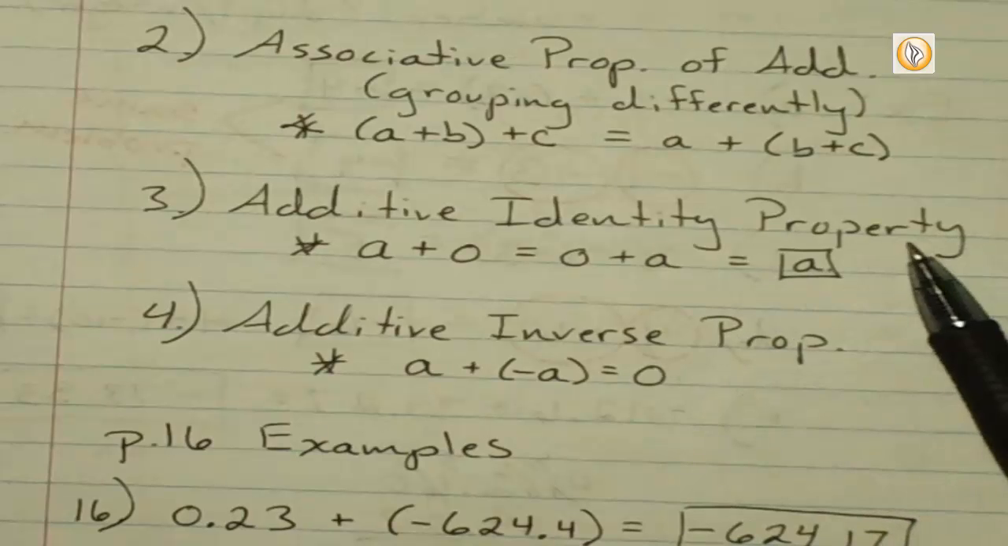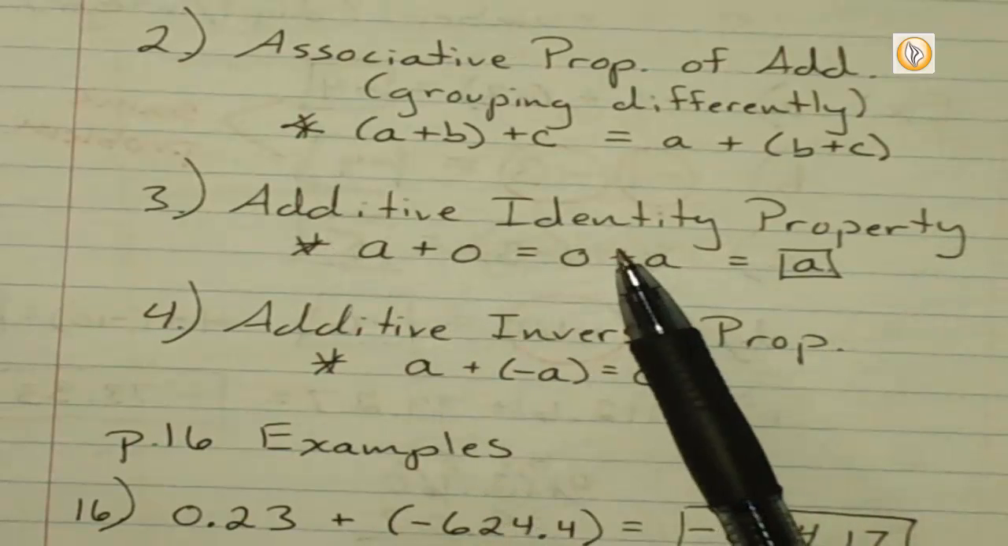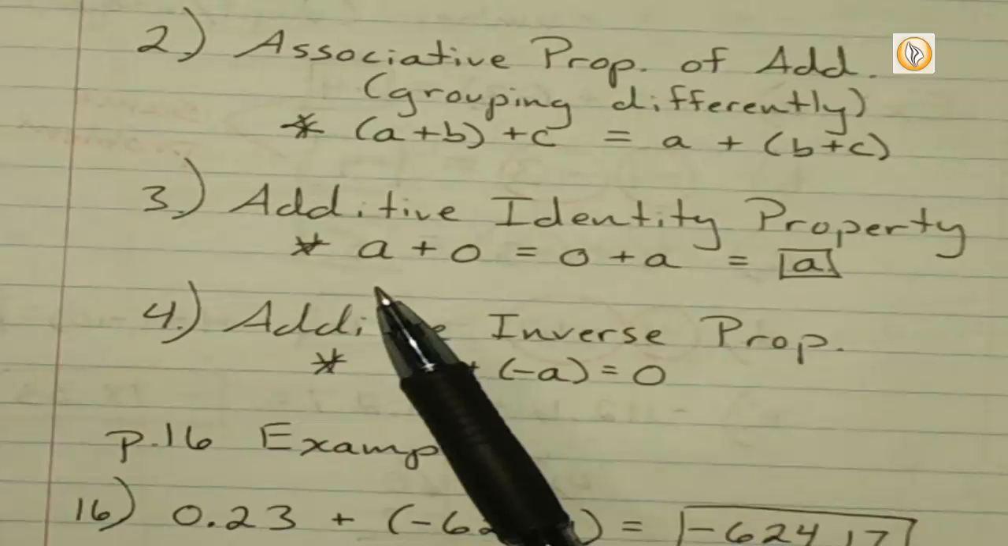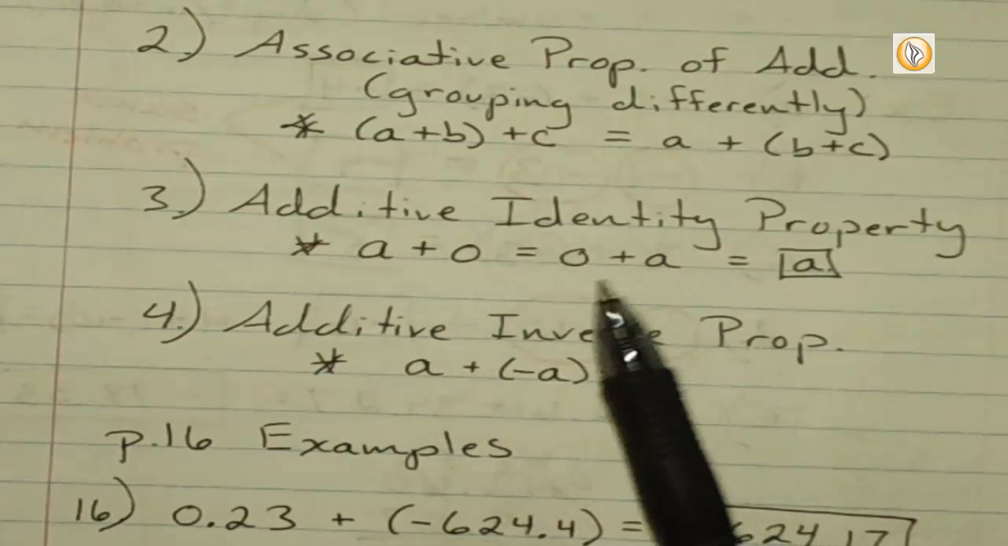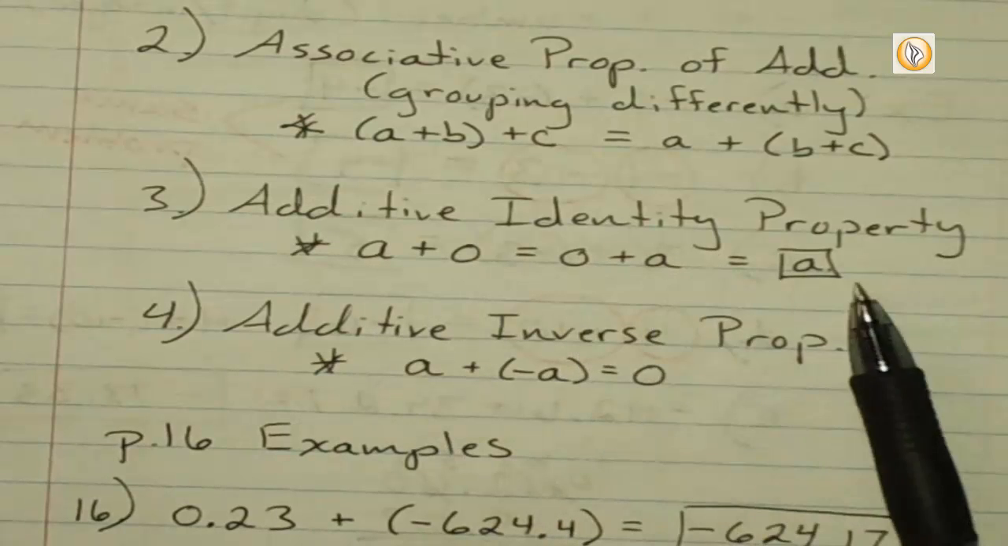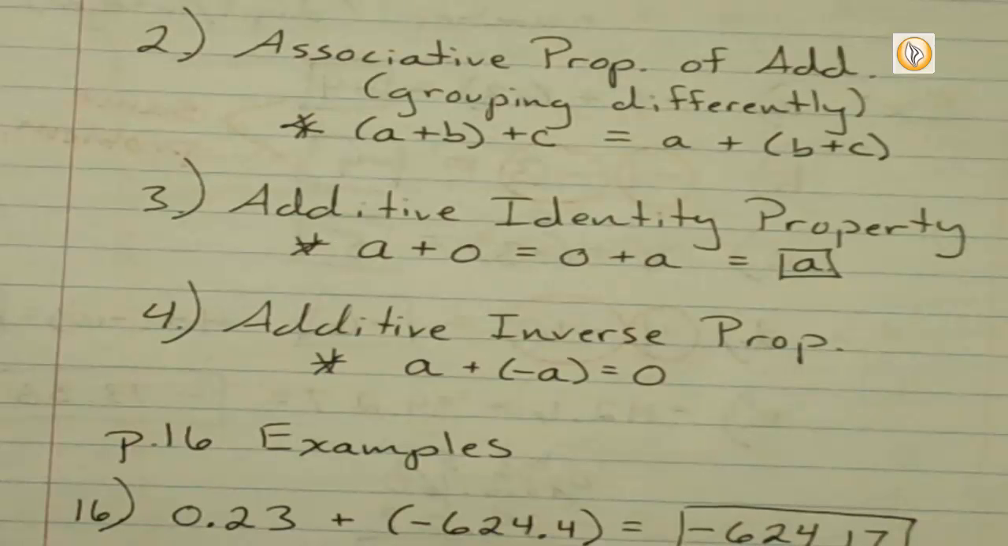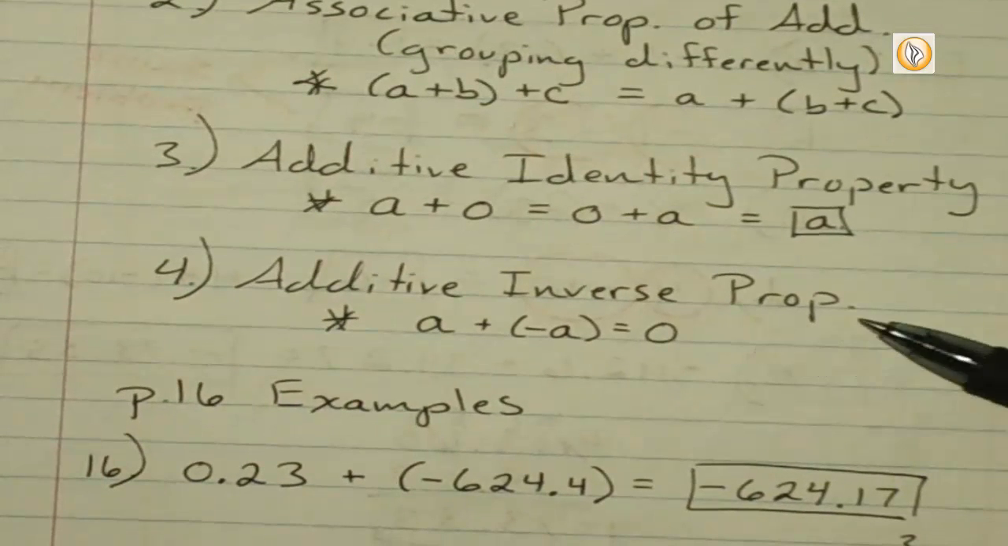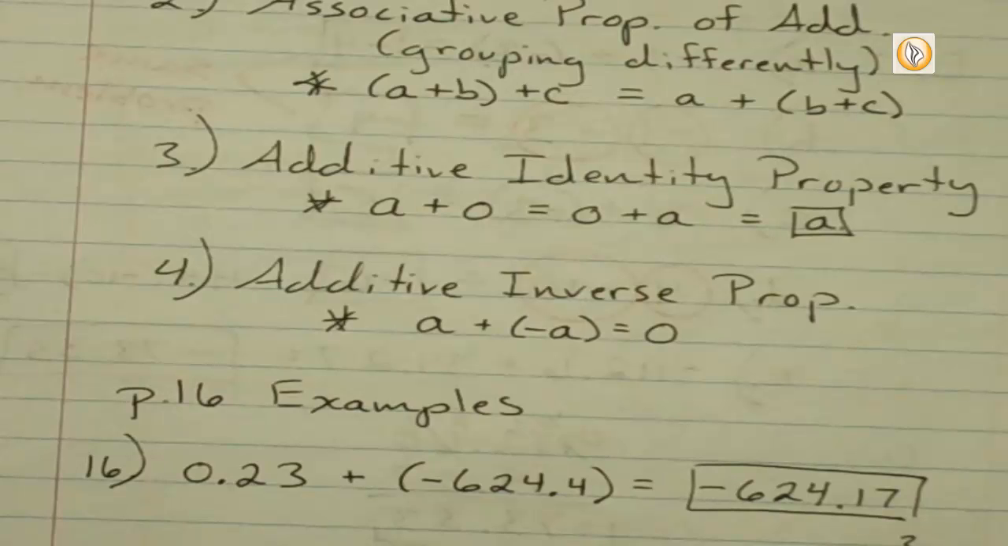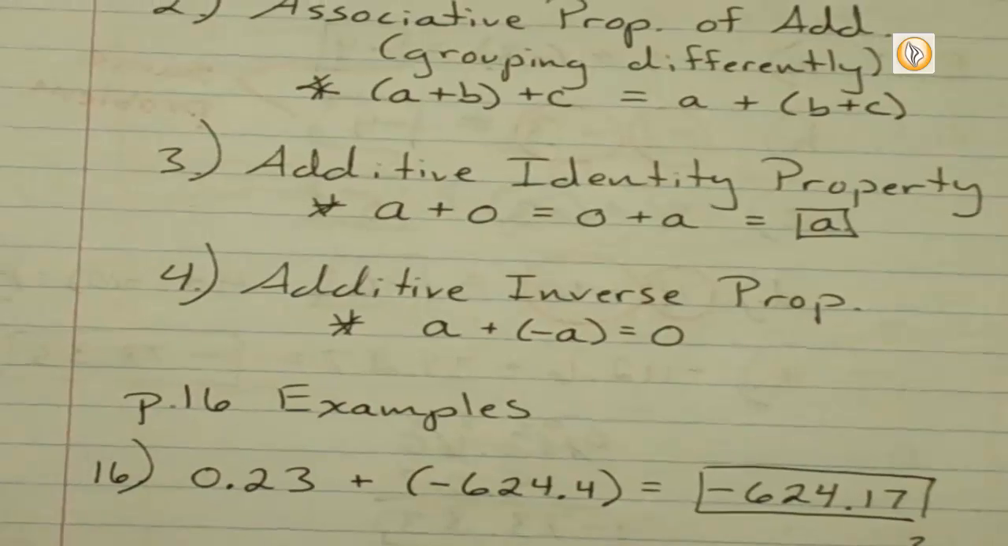Additive identity property is saying any number plus 0 is the same as 0 plus any number, and you get that number. Y'all know that 2 plus 0 is 2. Y'all know that if you switch it to 0 plus 2, it's still going to be 2. No reason to memorize that. Additive inverse property. That's basically saying 2 minus 2 is 0. Y'all know this, correct? Okay, so that's why we're moving on.